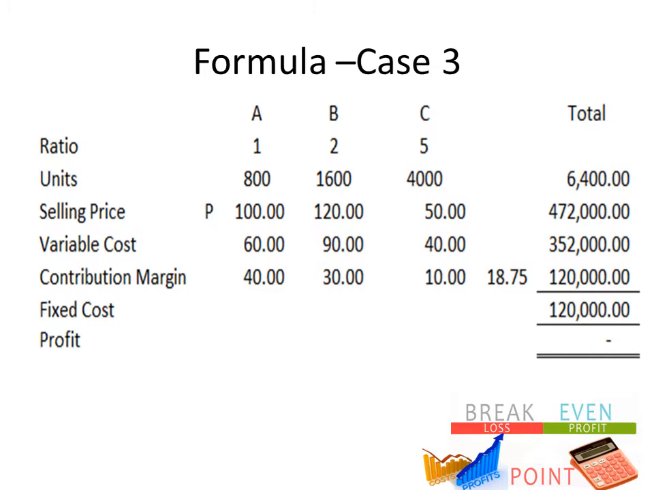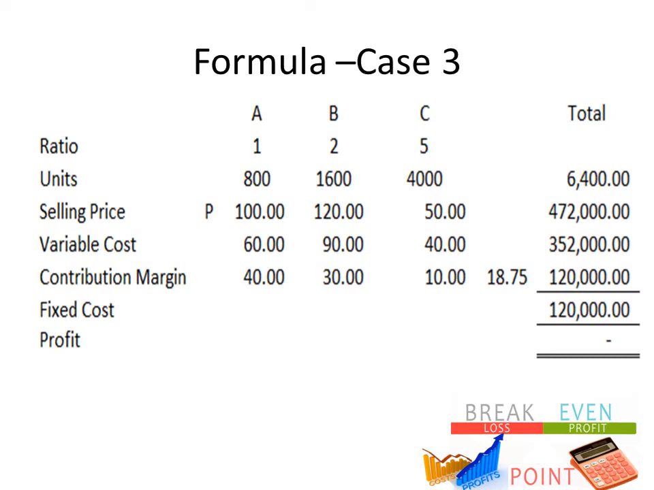With 18.75, we divide 120,000 by 18.75. We will now get our break-even in units, which is 6,400. So 6,400, we divide it by 8 so that we determine how many units to be sold for each product. So for A, it's 6,400 divided by 8 times 1, that's 800. For B, divided by 8 times 2, that's 1,600. And for C, that's 4,000, divided by 8 times 5.